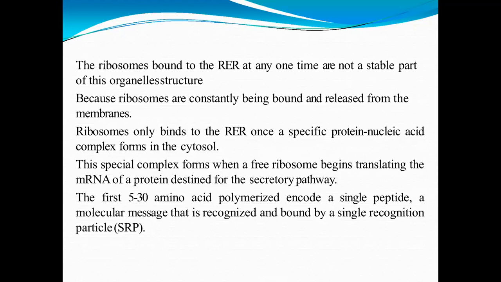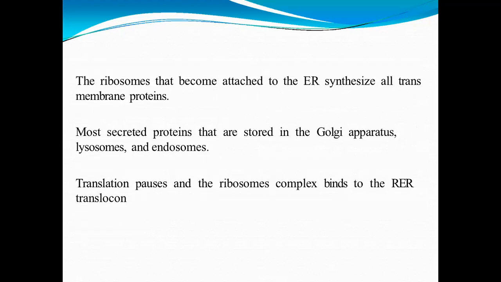That specific complex makes the ribosome pause when it starts translating a messenger RNA of a protein for a secretory pathway. However, the first 5 to 30 amino acids are polymerized and encoded like a signal peptide, a very small protein or peptide structure that gives a specific molecular message for recognition or communication with other proteins or parts for a specific function. That is known as the signal recognition particle.